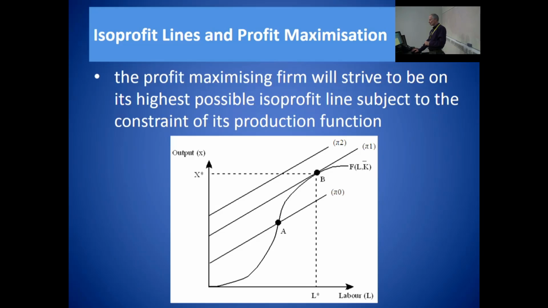There's no way you could draw a straight line that was tangent anywhere, for example, at point A, or down here where we have increasing marginal returns. The iso-profit line would cut the production function.